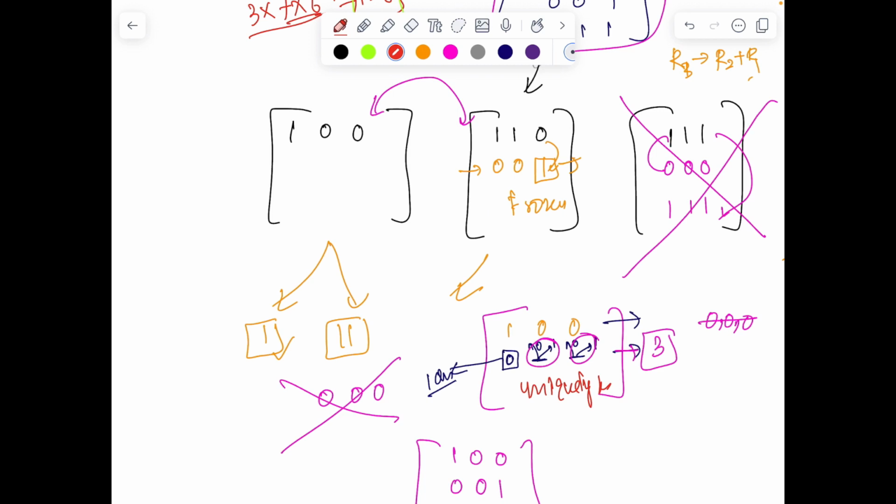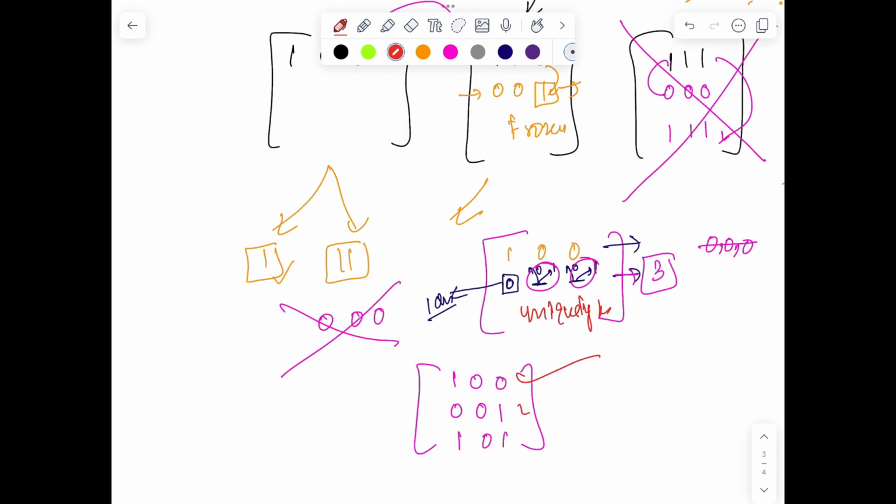Now what about the third row? The third row is uniquely fixed. Why? Because let's say if you have 1 0 0 and 0 0 1, you don't have a choice for the third, you just have to add these. That's the only way they will be distinct. Clear? And it has to be a distinct vector.